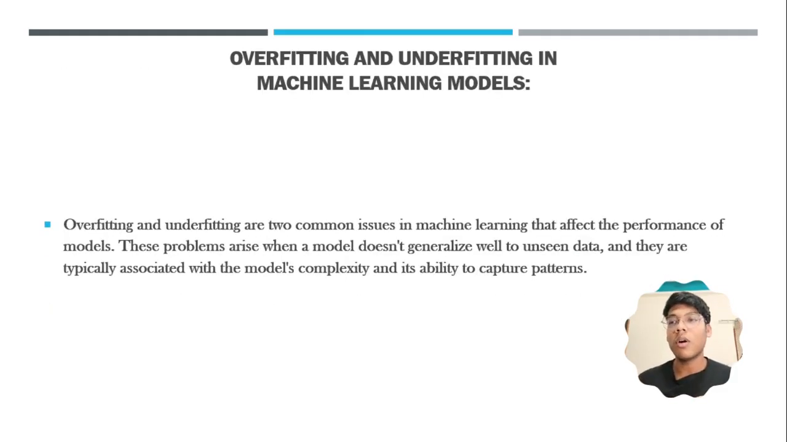So what is overfitting and underfitting, and what is the meaning of them? Overfitting and underfitting are two common issues in machine learning that affect the performance of models. These problems arise when a model doesn't generalize well to unseen data, and they are typically associated with the model's complexity and its ability to capture patterns.